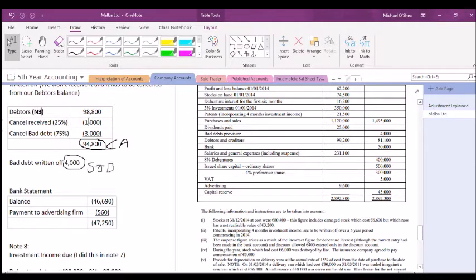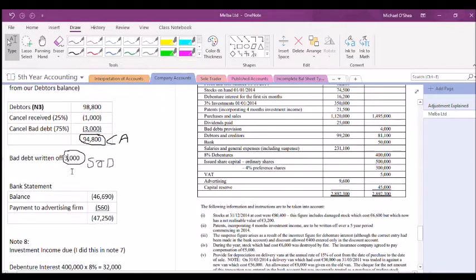So we're taking this out. We're taking the full 4,000 out because they paid us the 1,000 and they've told us that not a hope are they going to be able to pay us the last 3,000, so that has to be a bad debt. Therefore, the remaining balance on our debtors, they owe us 94,800. So the bad debt written off here, we have our cancelling of the received of 1,000, and we have our bad debt written off here of 3,000. Apologies, that is 4,000 by mistake.